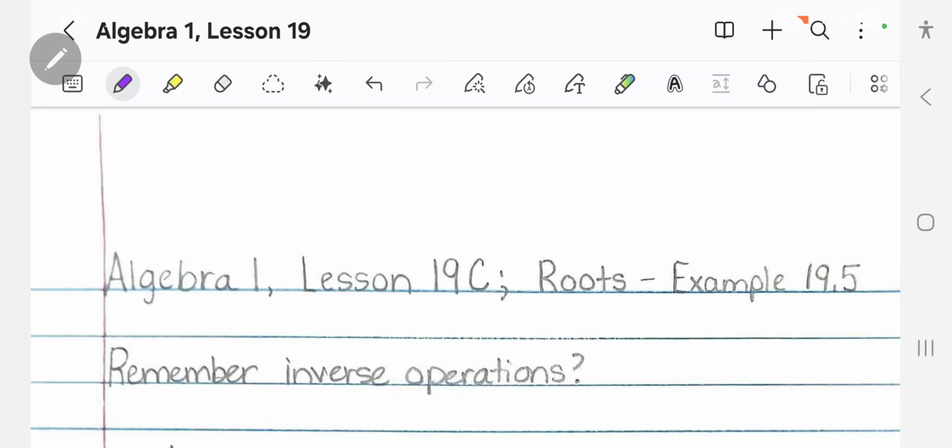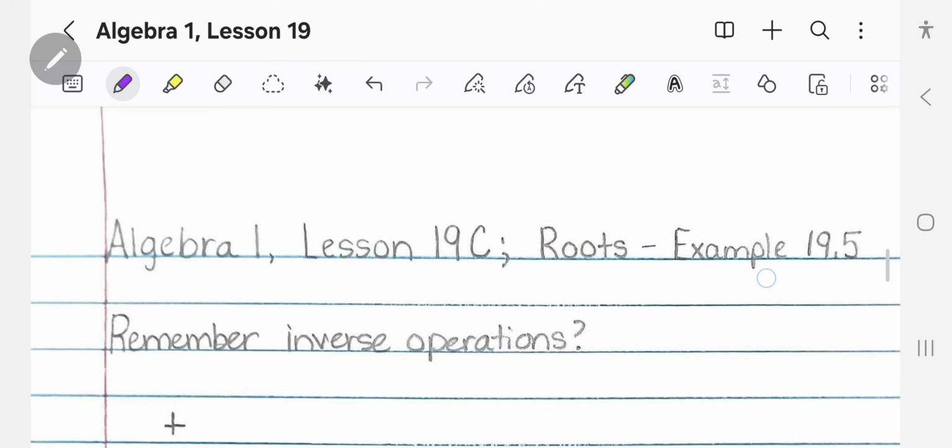This is Algebra 1, Lesson 19C, Roots. We're going to do example 19.5. Do you remember inverse operations? We've talked about that a few times.